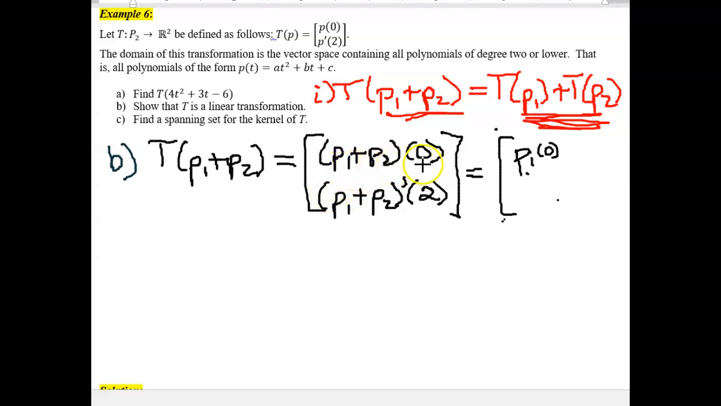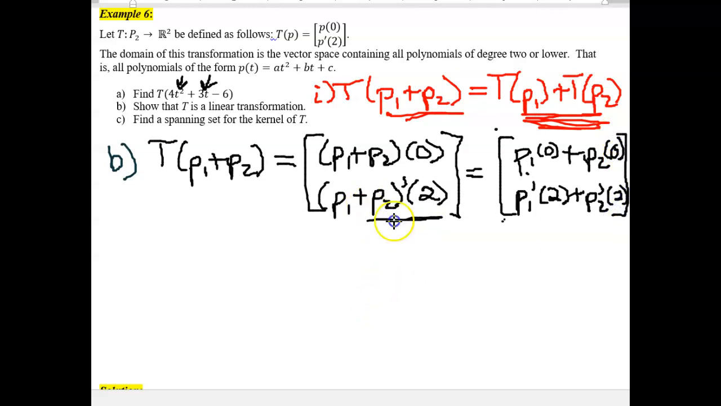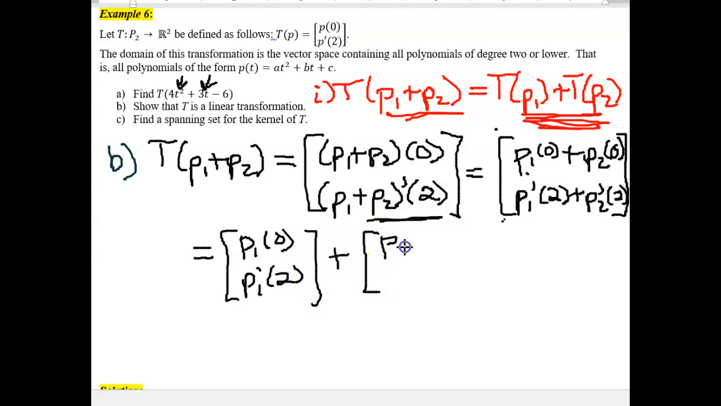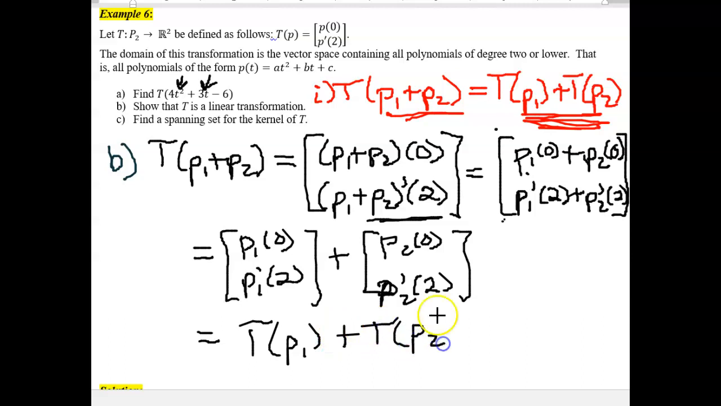But so P1 plus P2 evaluated at 0 is equal to P1 of 0 plus P2 of 0. That's just the way we evaluate polynomials, right? Like when I plugged in a number in part A, I plugged in 0 here plus plugged in 0 here. Also, the way we differentiate polynomials, you just take the derivative of the first part, so P1 prime at 2, plus the derivative of the second part, so P2 prime at 2. So I could separate that into two separate vectors, P1 of 0 and P1 prime at 2, plus a separate vector, P2 of 0 and P2 prime at 2. And so this is equal to T of P1 plus T of P2. And so it satisfies the first property of a linear transformation.